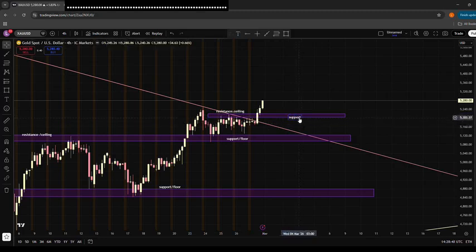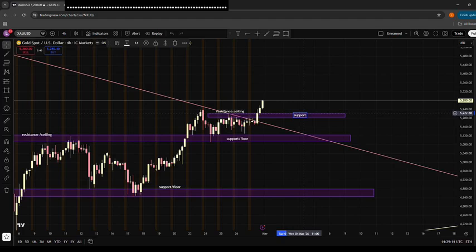Yeah. Am I making sense? So it pushed through the ceiling here. The ceiling then became support. It carried on. This was the resistance. It's pushed through the resistance, the ceiling again. It's going to continue up. At some point, it will come back and test this support area.